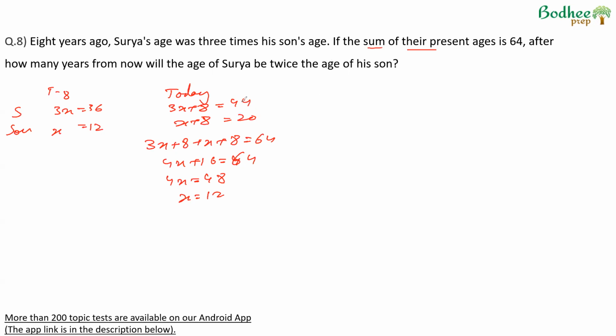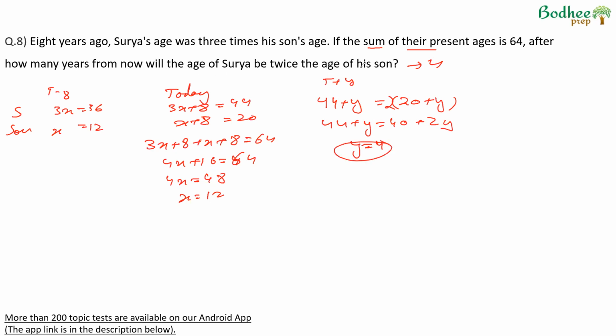Again, by simply looking at the numbers, it should be visible that after 4 years it will be 48 and 24, which is 1 is to 2. Hence the answer is 4. But even if that does not strike right away, we can say, suppose after y years this happens, Surya's age will be 44 plus y and son's age will be 20 plus y. Surya is twice his son. So 44 plus y will be equal to 40 plus 2y, which means y will come out to 4 years.